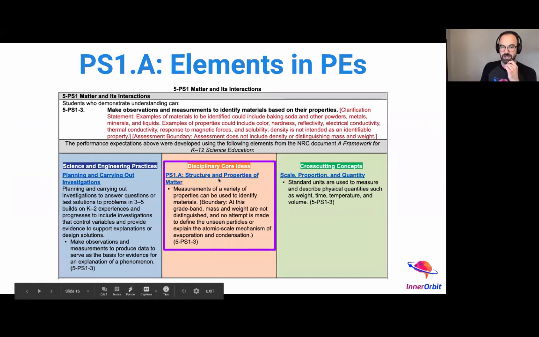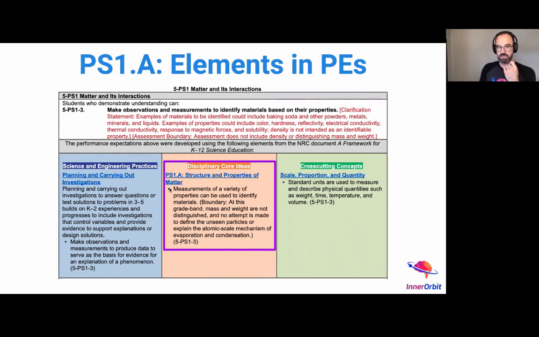So for PS1A, there's one element in 5th grade that students should know, and it's that measurements of a variety of properties can be used to identify materials. So this really specific element is something that you can ask a question about in your assessments to get an idea if students have the background knowledge they need in order to access a 3-dimensional question around this.